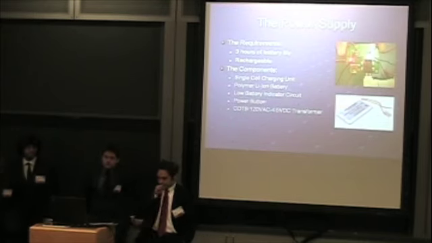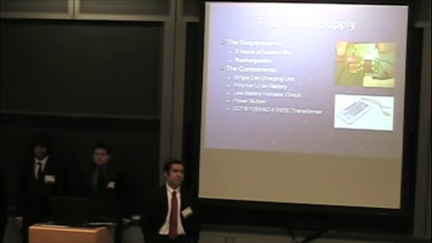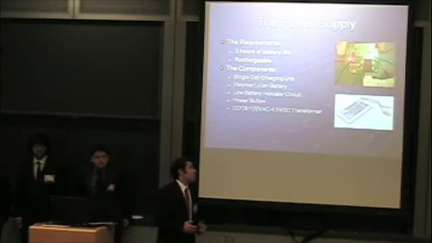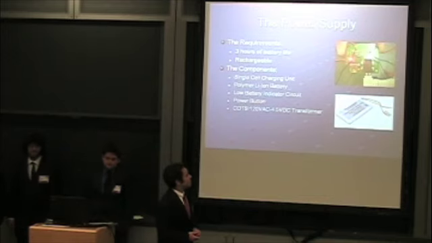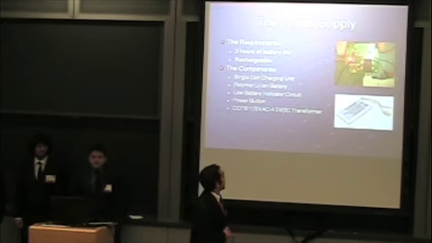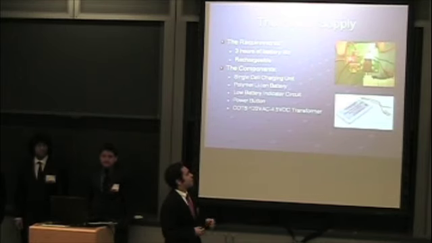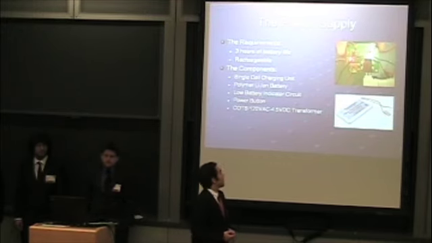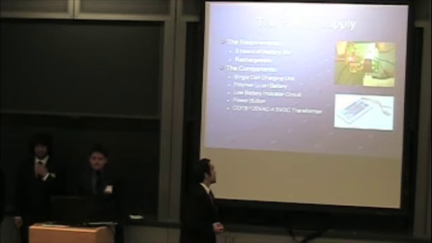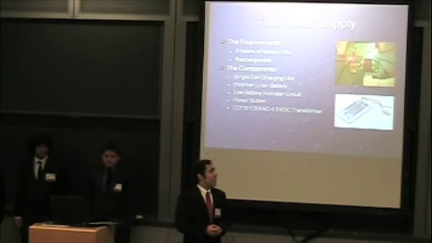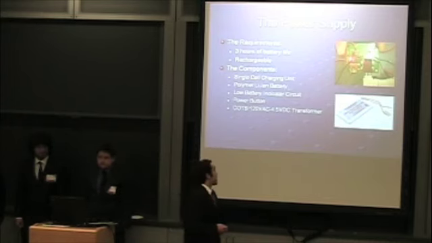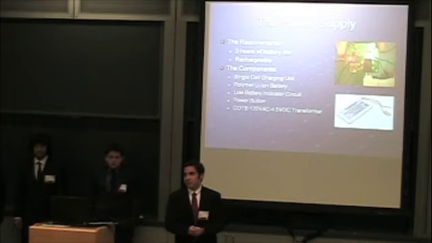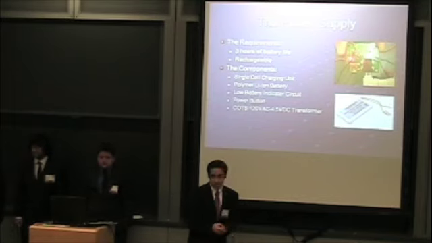So, as mentioned earlier, the requirements of the power supply for this device included 3 hours of operation and rechargeability. The components used to realize these requirements were the single cell charging unit, as you can see in the top picture, a polymer lithium-ion battery rated at 3.7 volts and 3,000 milliamp hours, a low battery indicator circuit, a power button for a hard on-off switch, and then an off-the-shelf wall wart transformer delivering 4.5 volts DC to the charging cell.